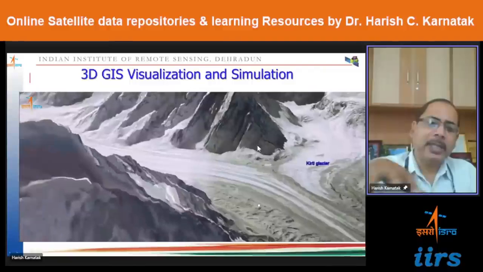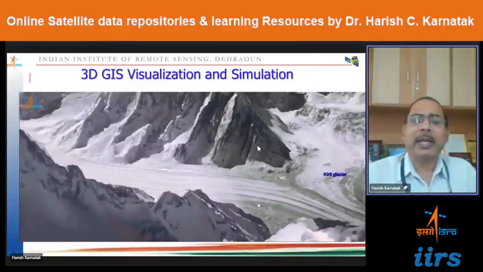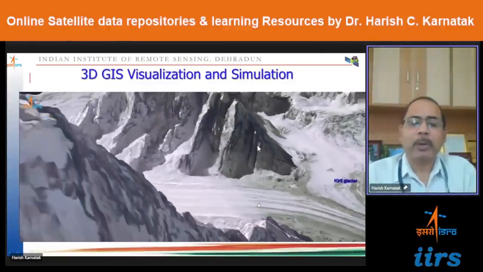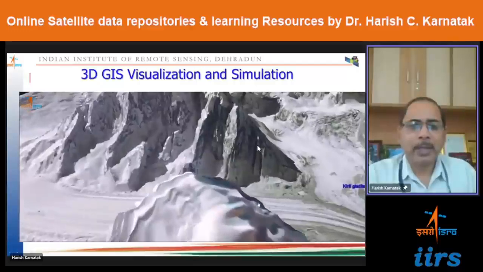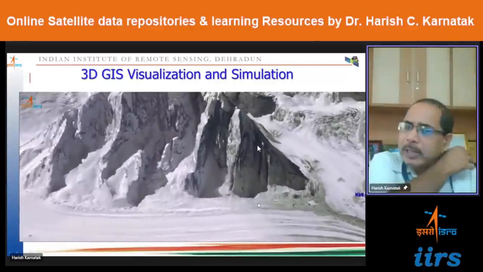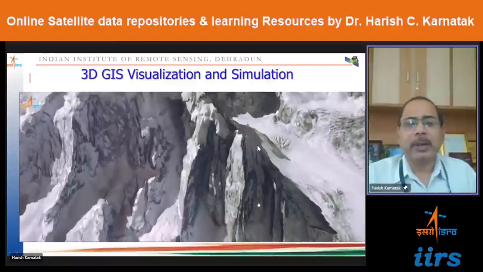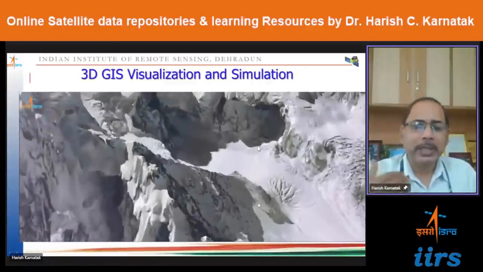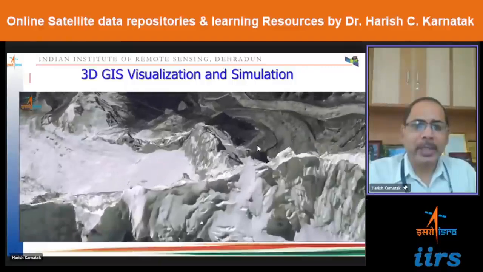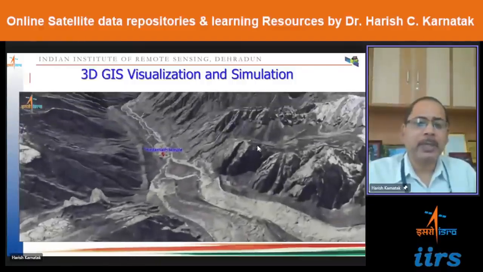And I can generate this kind of fly-through for any area in the world. It's not only about India or not only about the Himalaya. This was our interest just for education purposes for the students. Sometimes we generate this kind of fly-through basically to understand the geography. So here you can see how precisely this information is extracted.